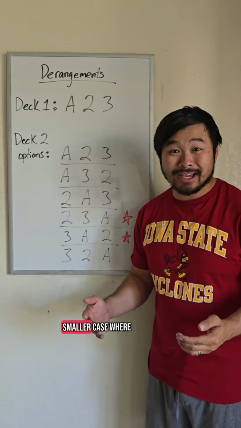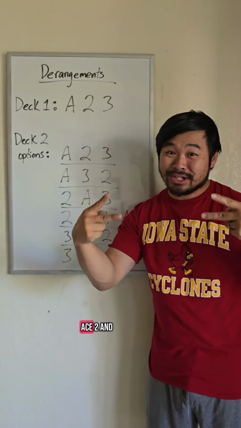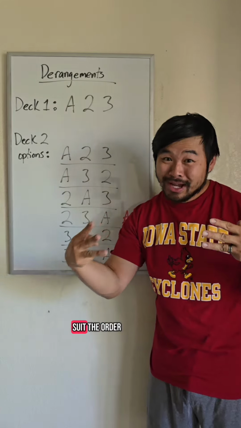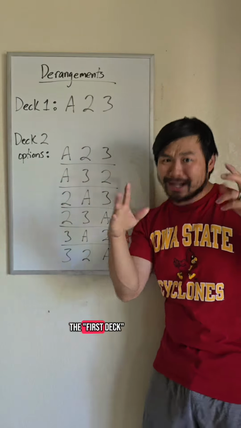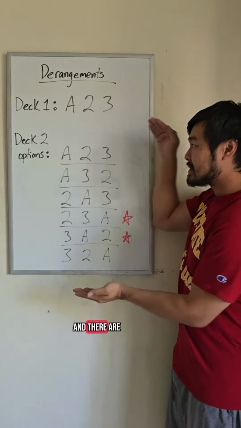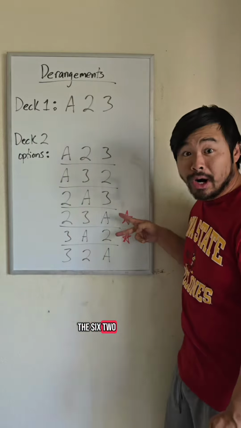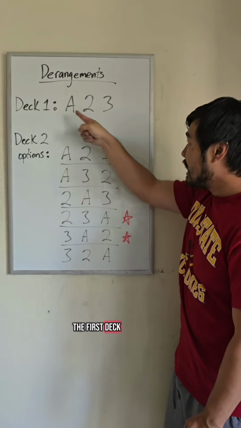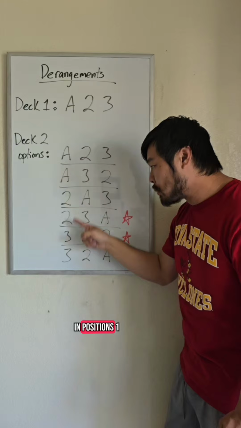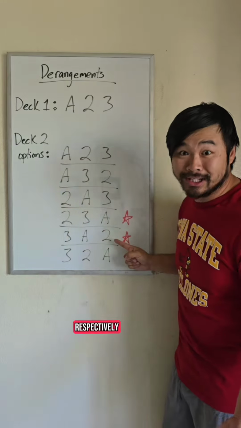Let's take a look at a smaller case, where each deck has 3 cards, ace, 2, and 3, all the same suit. The order of the first deck really doesn't matter. And there are 6 options for how to arrange the second deck. And out of the 6, 2 are derangements of the first deck. Ace, 2, and 3 are not in positions 1, 2, or 3, respectively.